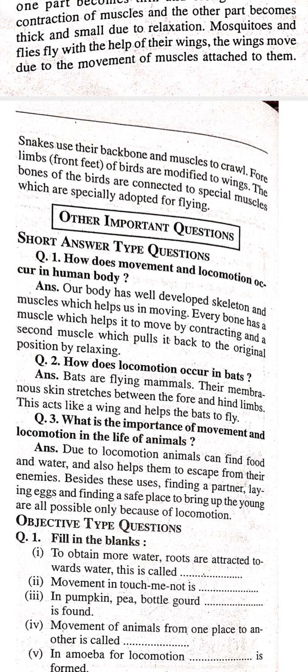Okay, there are some important extra question answers which are not in your book. How does movement and locomotion occur in the human body? It is very important. Our body has a well developed skeletal system, as you all know, and a well developed muscular system which helps in moving. Every bone has a muscle which helps it to move by contracting, and a second muscle which pulls it back to the original position by relaxing. So we move with the help of contraction and relaxation of muscles.